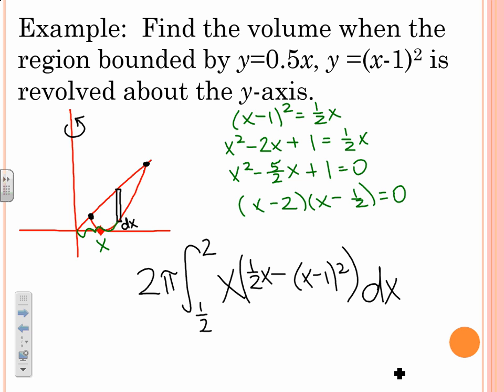What makes the shell method nice is it's not squaring anything. So sometimes it's easier to distribute and do by hand. Okay. Since this probably is not one I would make you do by hand, since it does have a little bit of algebra inside of it, go ahead and punch this into your calculator for me.